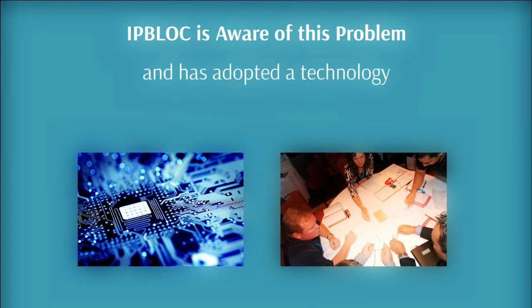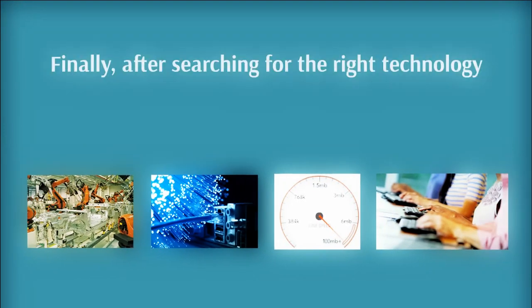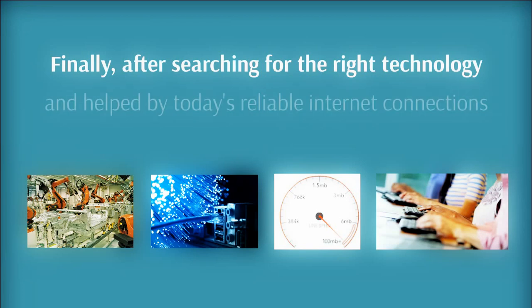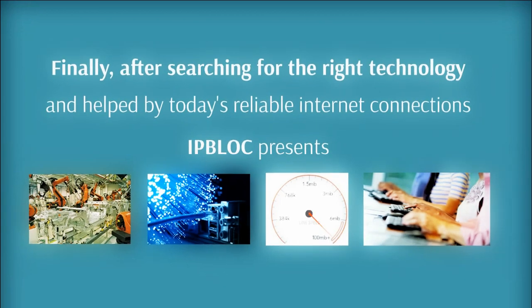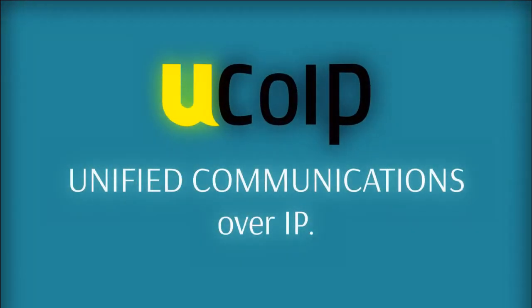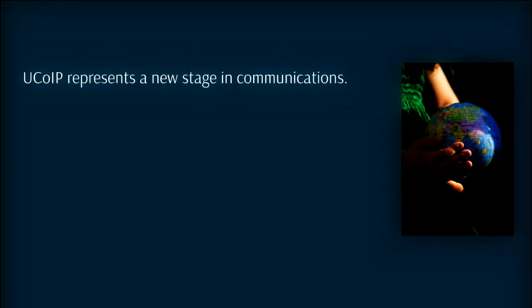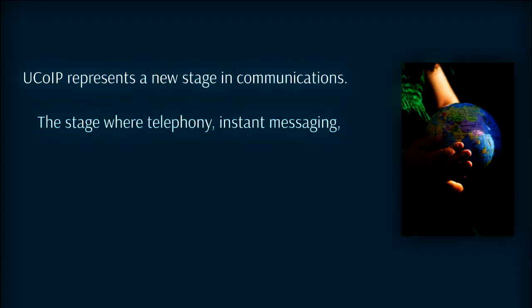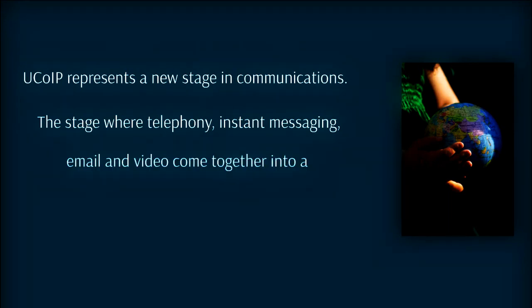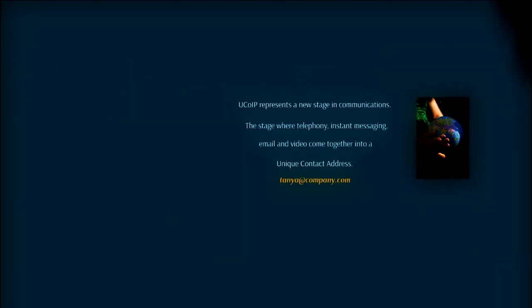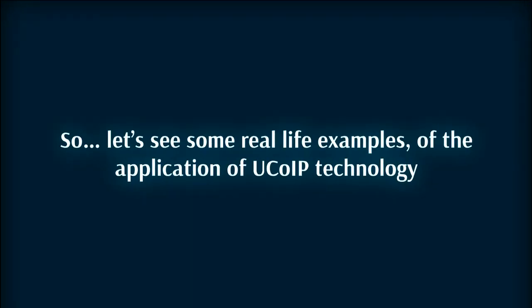Ipbloc is aware of this problem and has adopted a technology to help solve it. Finally, after searching for the right technology and helped by today's reliable internet connections, Ipbloc presents UCOIP, Unified Communications over IP. UCOIP represents a new stage in communications. The stage where telephony, instant messaging, email and video come together by using a unique contact address. So, let's see some real-life examples of the application of UCOIP technology.